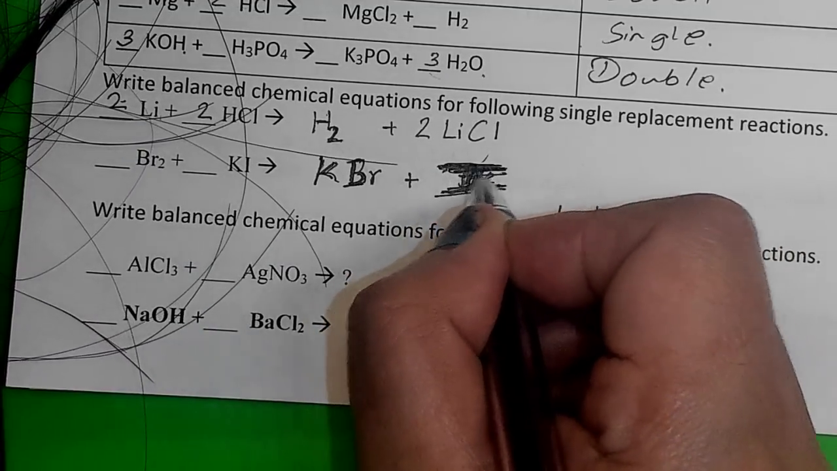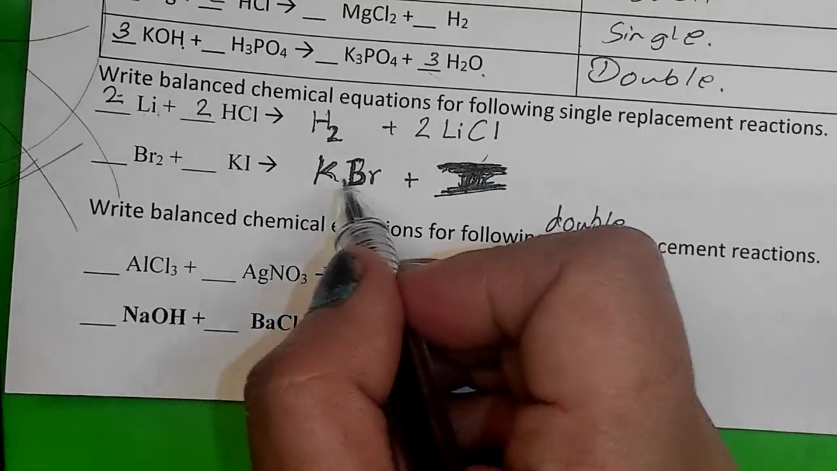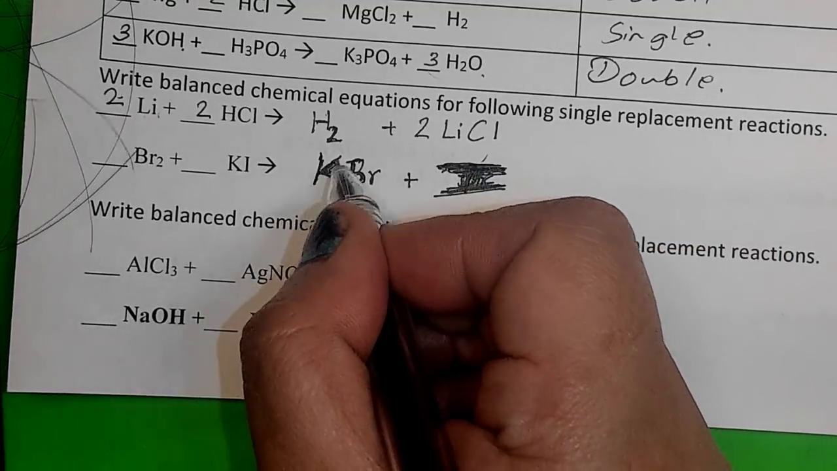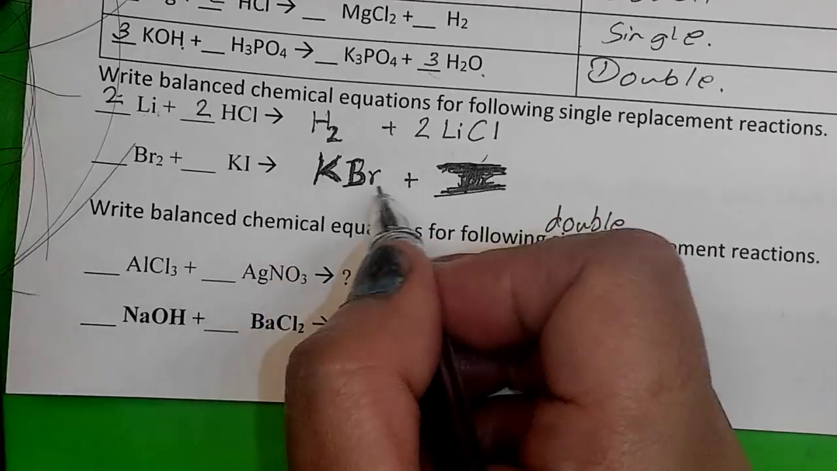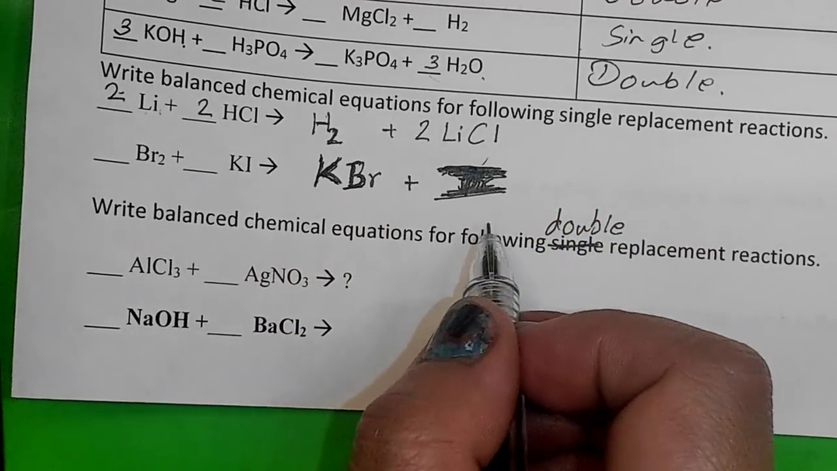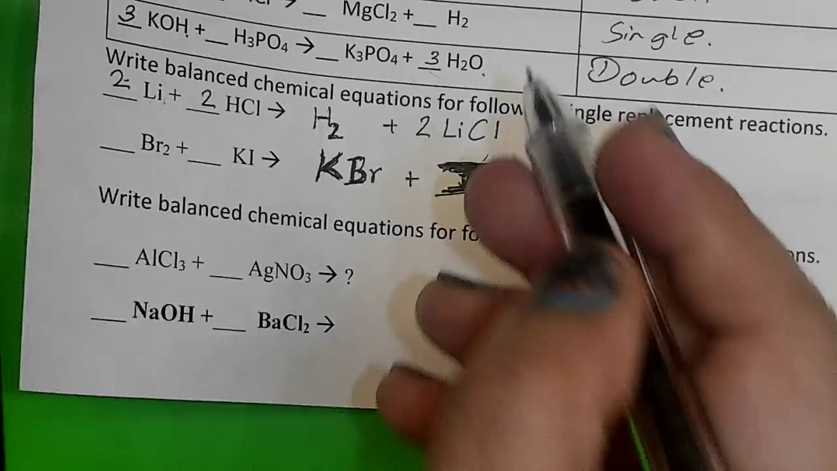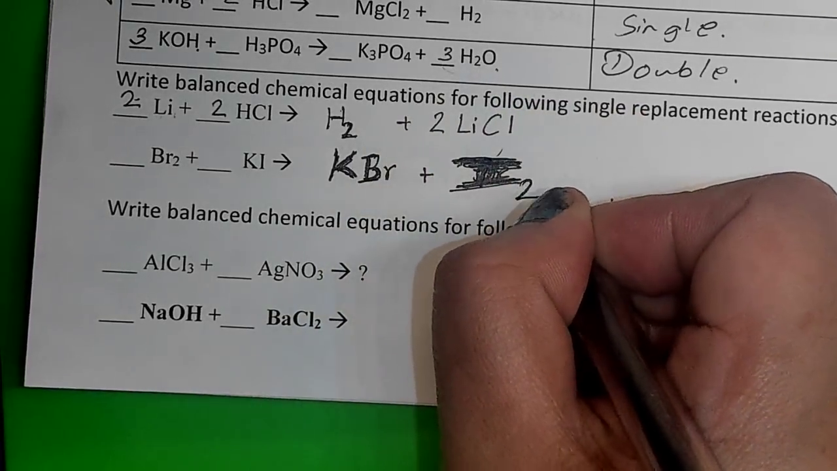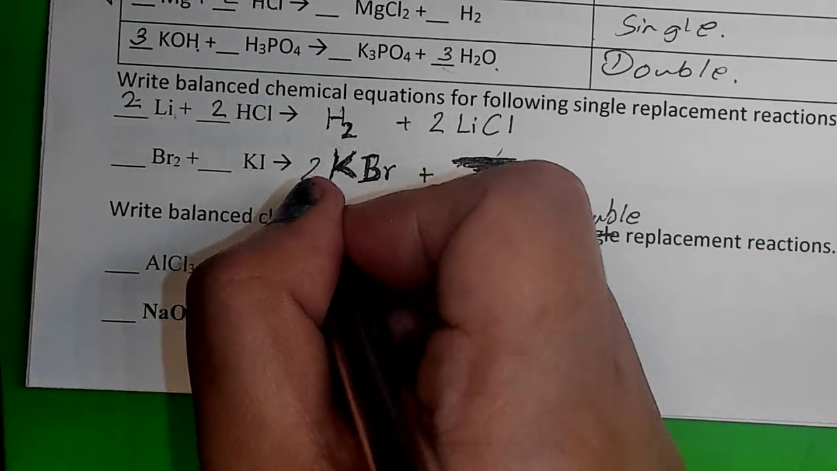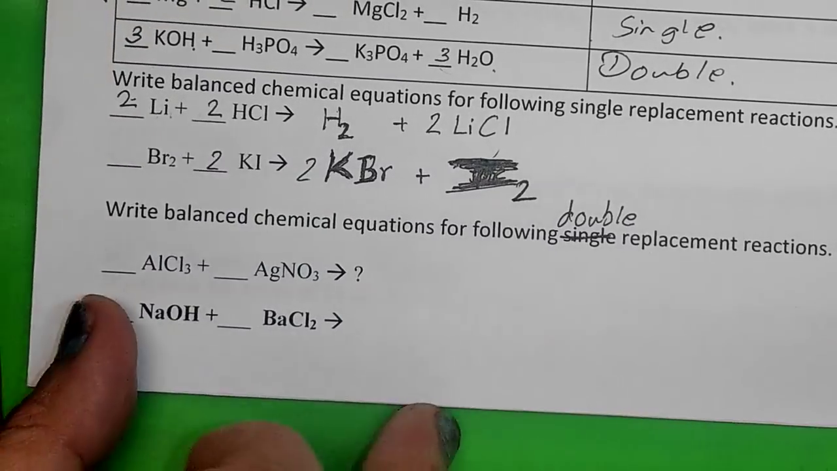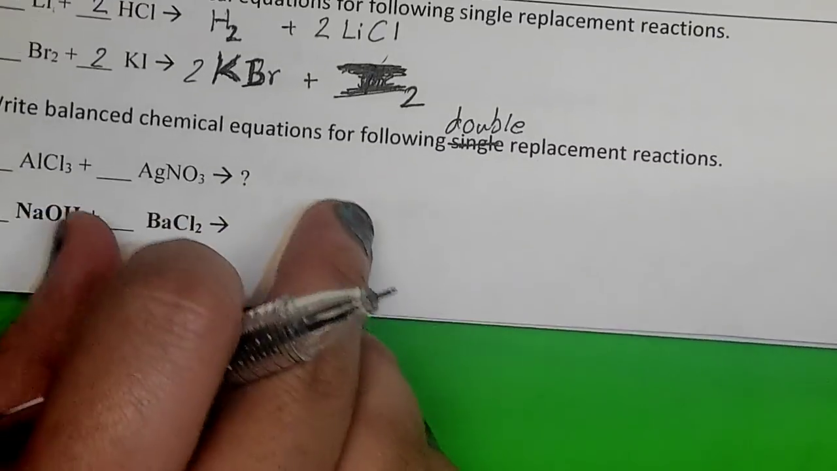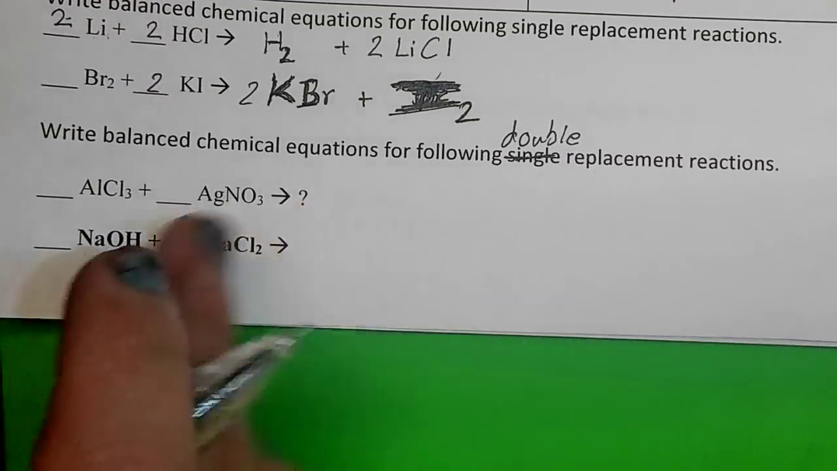Okay, now what's happening here? KBr. You got to double check your charges. Charges are good, +1, -1. This one, I, is the diatomic. So you got to remember that. If it's diatomic, they're going to become 2, right? So you're going to put the 2 there. Okay. Now you're going to balance 2 there, 2 there. Double is easier than singles because you're just literally switching the first two.